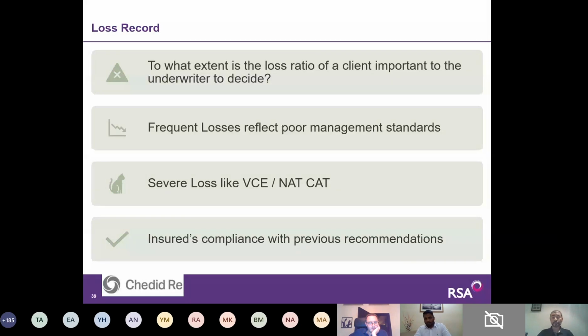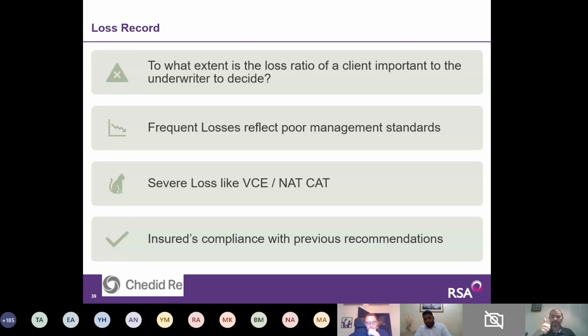Severe loss, like what? NatCat. There is nothing to do. Management did nothing. It's a NatCat. It's coming. VCE, vapor cloud explosion. Vapor cloud explosion, it's like in fuel tanks. There is a leakage, fuel evaporates, makes a cloud, explosion. It's a kind of NatCat.